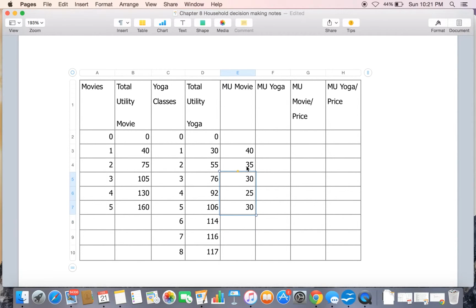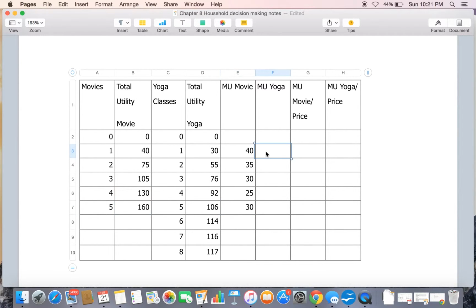And so when we solve for these, we see that we are adhering to the principle of diminishing marginal utility. Each movie we watch is becoming less and less satisfying to us, but they still are satisfying, so we are still continuing to go to the movies.